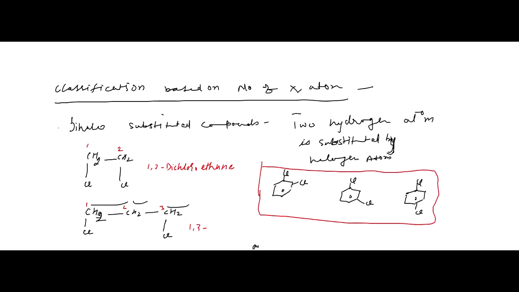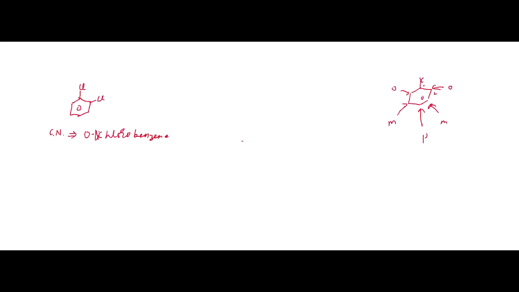1,3-dichloropropane. Yes, no? Yes, sir. Here, this one will also be the di only. Here this is orthodichlorobenzene. If I write the IUPAC name, IUPAC is very simple.